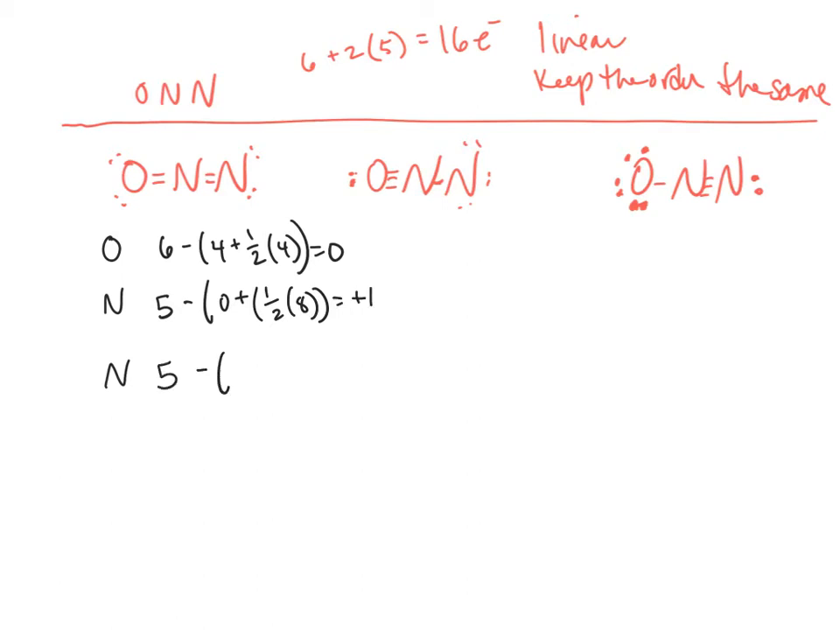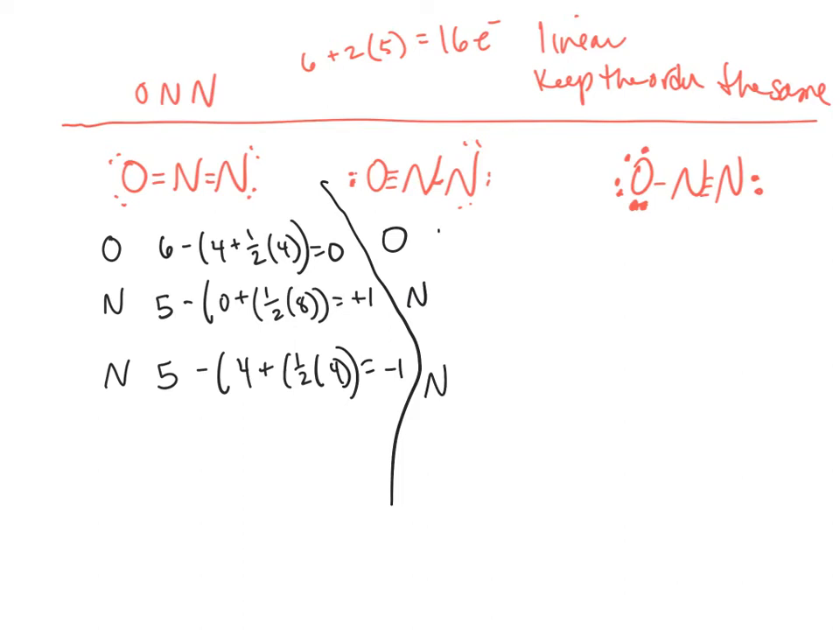Nitrogen on the right is 5 minus 4 lone pair electrons. And then 1/2 times, in this case, 4 electrons in the bond right there. So that'll be 4, and this will end up being -1. Then you have oxygen, nitrogen, and nitrogen. Similarly, you got 6 minus 2 plus, I'm sorry, 1/2 times 6. And that is going to be 5, so that'll be plus 1.